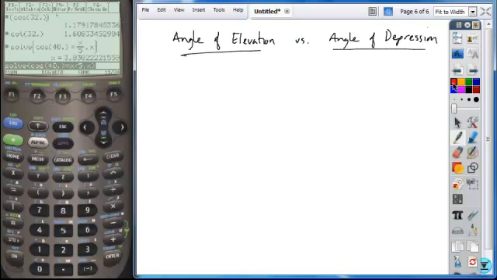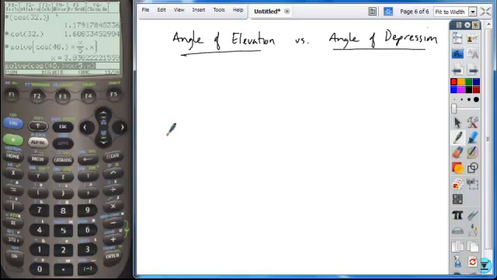All right. So here's the two terms that you're going to see in story problems that often will cause some confusion. If you want to understand what they're asking, make sure you have your notes on it. Angle of depression and angle of elevation really are the same thing. It all has to do with your perspective.